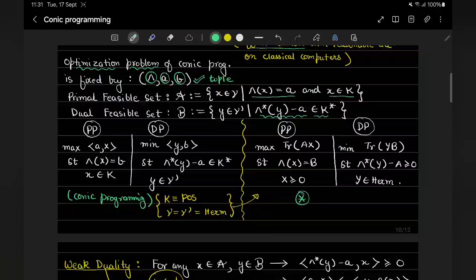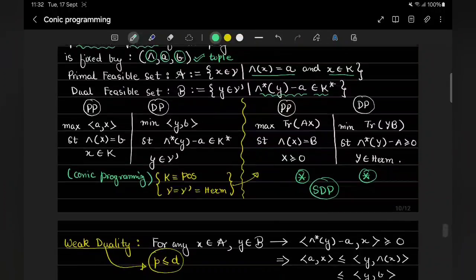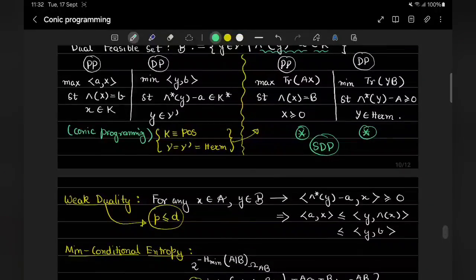So this is the primal problem and this is the dual problem, and this side is what is called SDP. It is just a particular case of conic programming where the cone is the set of positive semi-definite matrices, and we have a linear map acting between sets of Hermitian matrices, which is a vector space. And now with this we will move on to the idea of weak duality.